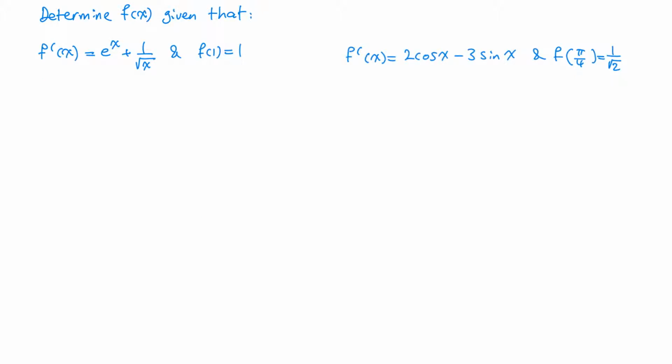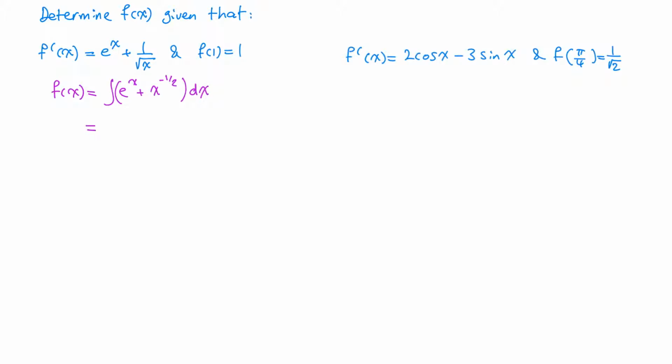Okay, the next question says determine f of x given that f prime of x, or the derivative of f of x, is equal to e to the x plus 1 over square root of x, and we're also given that the function at x value of 1 is equal to 1. So first I have to find the function, and I will do that by finding the integral of f prime of x. So I can write that f of x is equal to the integral of e to the x plus x to the negative 1 over 2 dx.